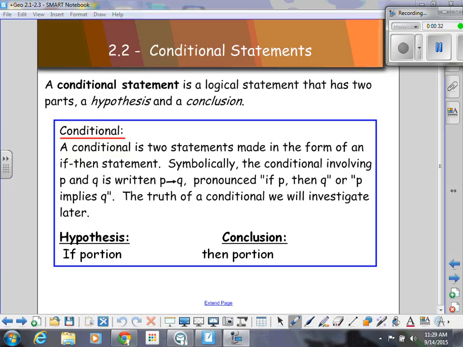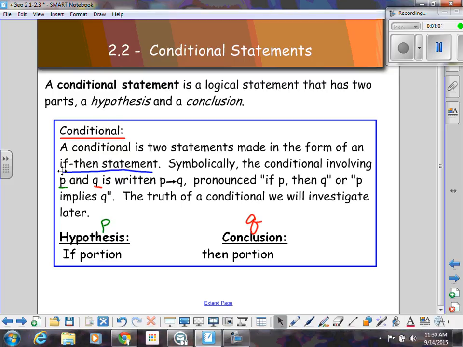And it can be made in the form of an if-then statement. So if you are reading a statement and it says if blah, blah, blah, then blah, blah, blah, then you know you're dealing with a conditional statement. Symbolically, we can write it with P's and Q's. So P is going to be our hypothesis, and then Q would be our conclusion part.